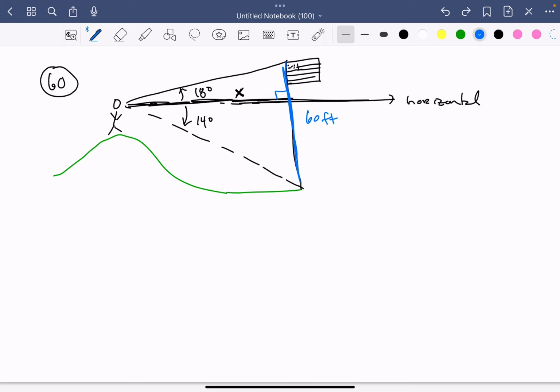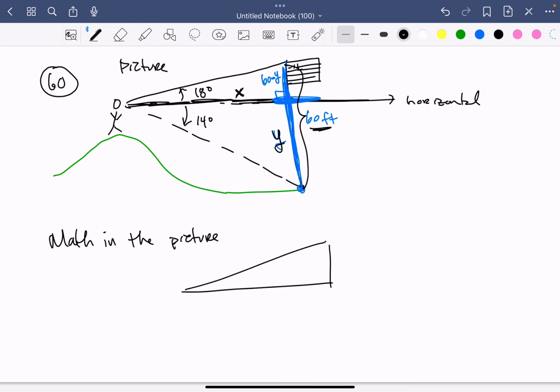Or maybe it makes more sense to say, okay, I need to start giving this names. I'm going to call this y, which is from the ground to her line of sight. And then I'm going to give this up here 60 minus y, because that's how much would be left over. If the whole thing is 60, then if this is y, then 60 minus y is left for the top. So this is the picture. Let's see if we can see the math in the picture. There's a triangle up here where this length is 60 minus y, this is 18 degrees, and this is x. And then over here, this is y, this is 14 degrees, and this is x.